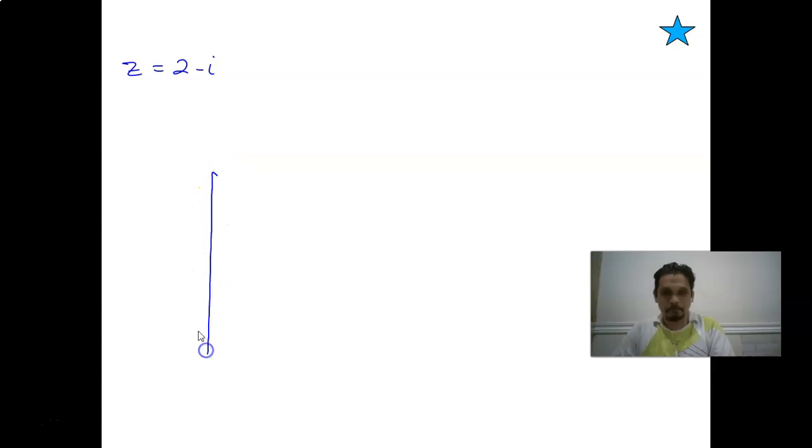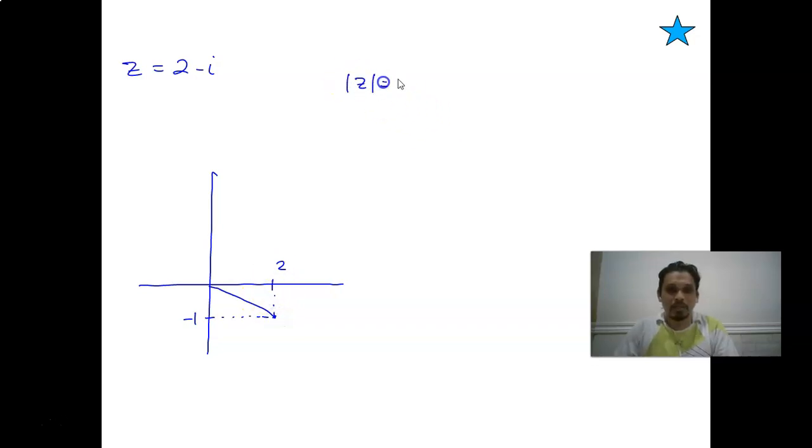And the last one here should be z equal to 2 minus i. Okay, 2 minus i, okay, 2 and negative 1. Okay, from here, so the modulus of z equal to the square root of 2 squared plus negative 1 squared. 2 squared equal to 4, negative 1 squared is 1, so the square root of 5.